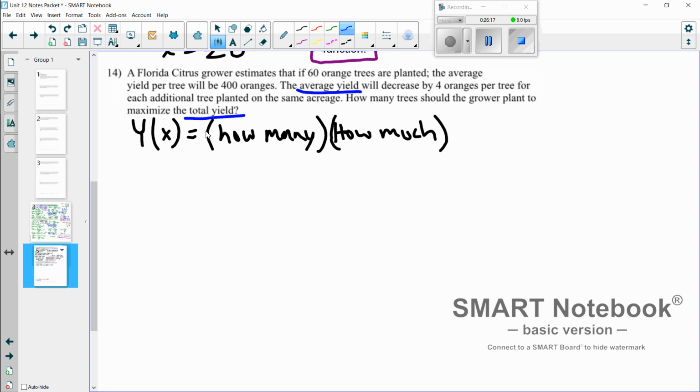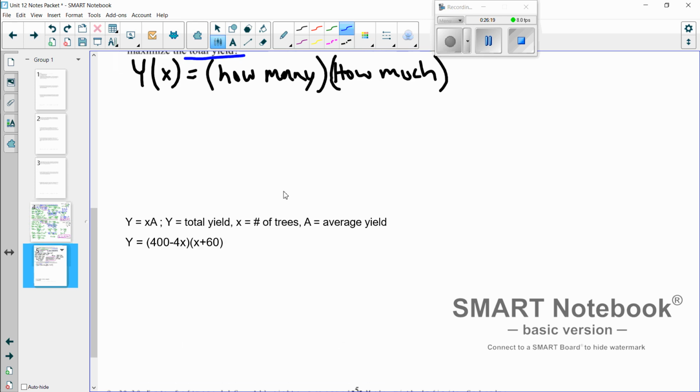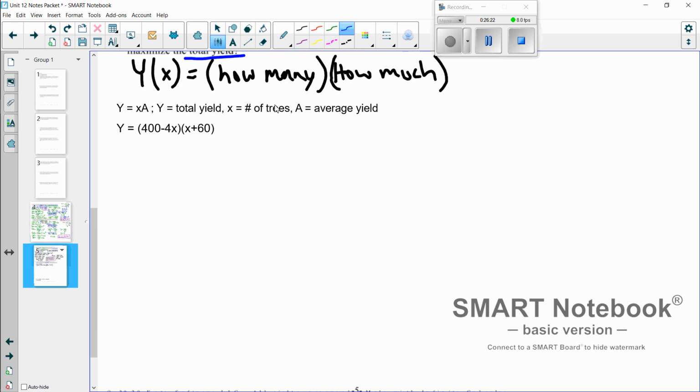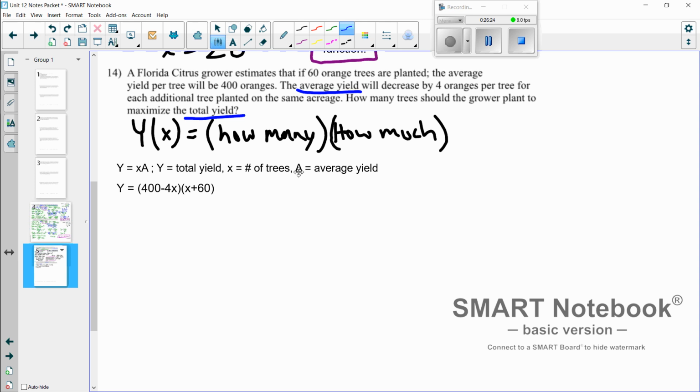And I did formally type this one out further. I have that capital Y equals X times A. All right, my Y is the total yield. X is going to be the number of trees.